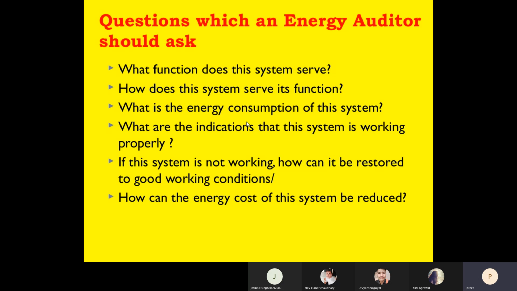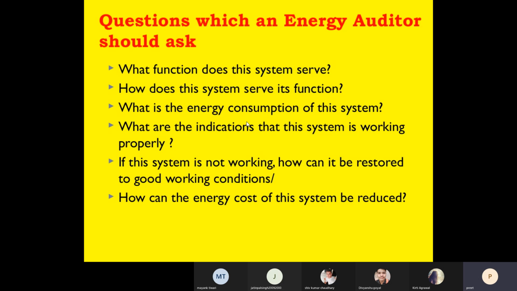Now, whoever the energy auditor is, he should ask all these questions. We discussed these things yesterday also, like what we need to ask when doing energy auditing. The questions an energy auditor should ask are: What function does the system serve? How does the system serve its function? What is the energy consumption of the system? What are the indicators that the system is working properly?